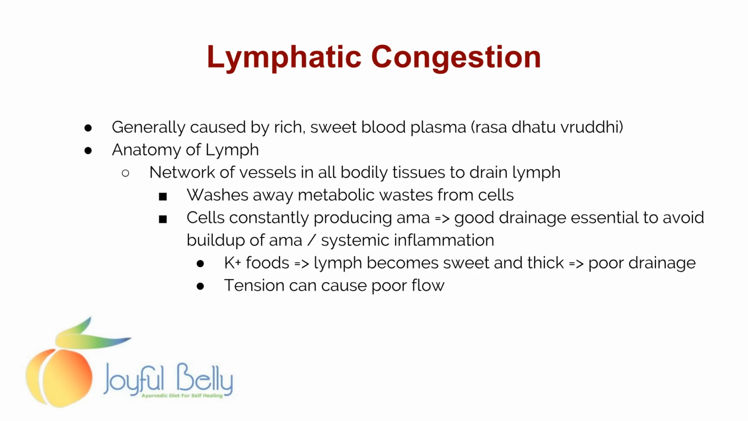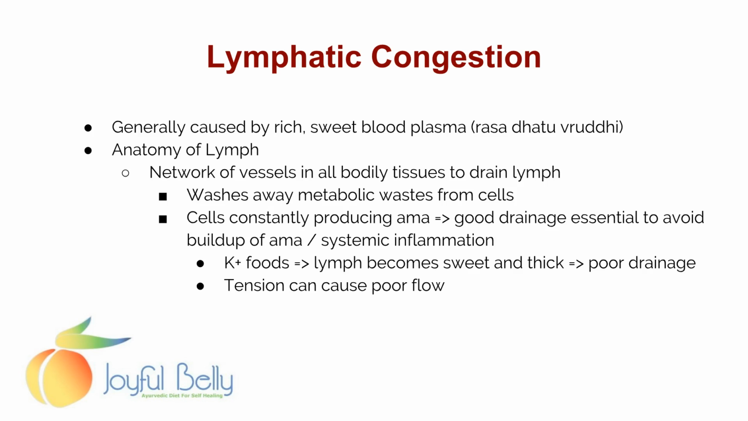So here on the slide you see the word ama being used, but the technical term for these metabolic waste products in Ayurveda is mala, M-A-L-A. It's normal to have some mala. It's normal to have these waste products in the lymphatic system. But if the lymphatic flow is disrupted, then it builds up to a point where those wastes become very irritating and cause inflammation, and that is an ama condition.